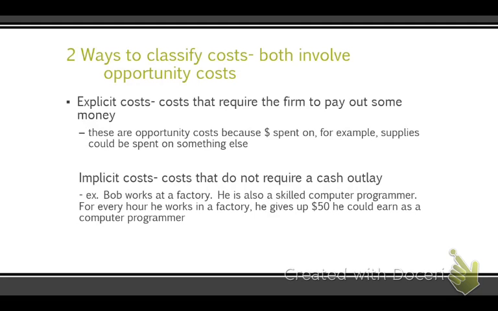Here's another example. Bob works at a factory. He's a skilled computer programmer. For everybody who works at the factory, he gives up $50 he could earn as a computer programmer. Implicit cost. It's not tangible. There's not money changing hands with this cost. But it is considered a cost. It factors into some types of profit, which we'll talk about next.